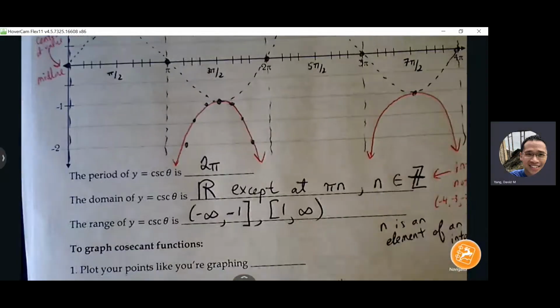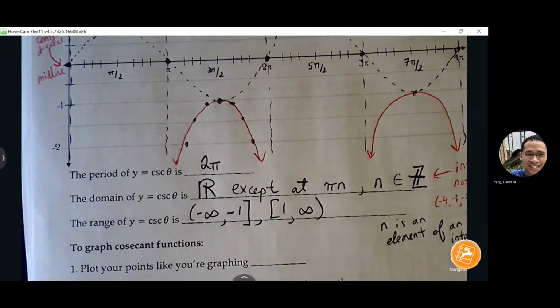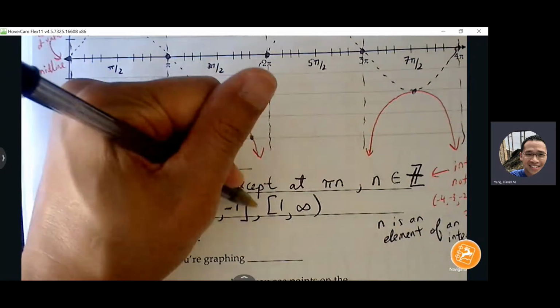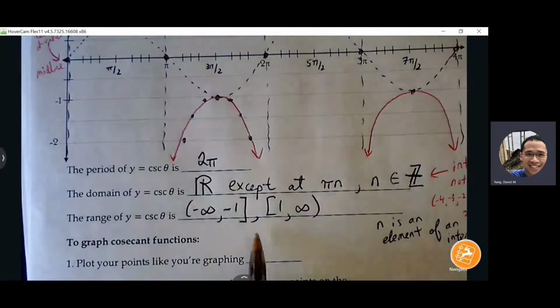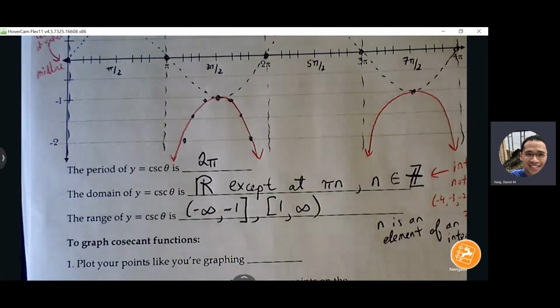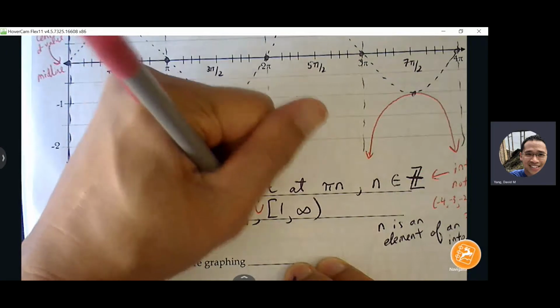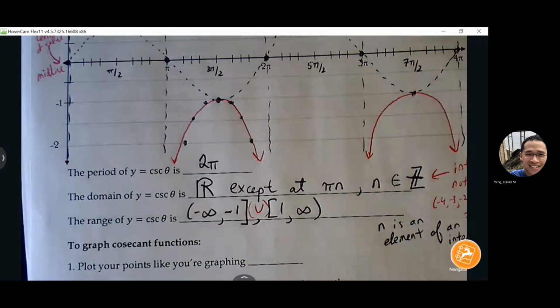So let me know if that makes sense. Yes, like a union. You can do a comma or you can do a union. Union just means that I'm skipping an interval and picking up elsewhere. So if you want to do a union here, you can, or you can use a comma. Either way is fine.